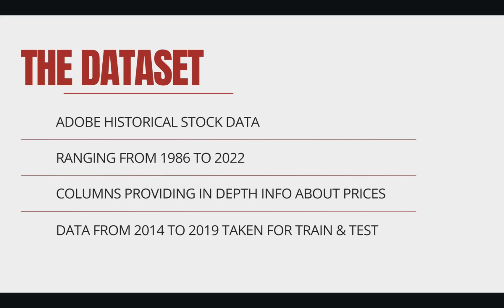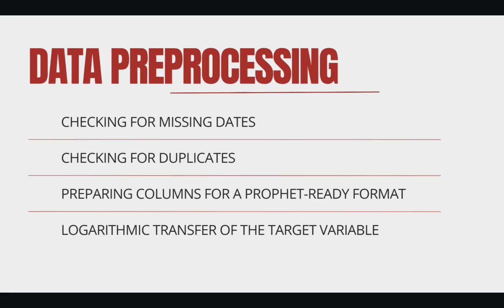I worked with Adobe's historical stock prices from 1986 to 2022. However, I only kept data from 2014 to 2019 because earlier data was mostly flat and had little predictive value, and the data from the COVID period after 2020 brought extreme volatility that could distort the results. During pre-processing, I checked for missing or duplicate dates. Then I converted the data into Prophet's required format.